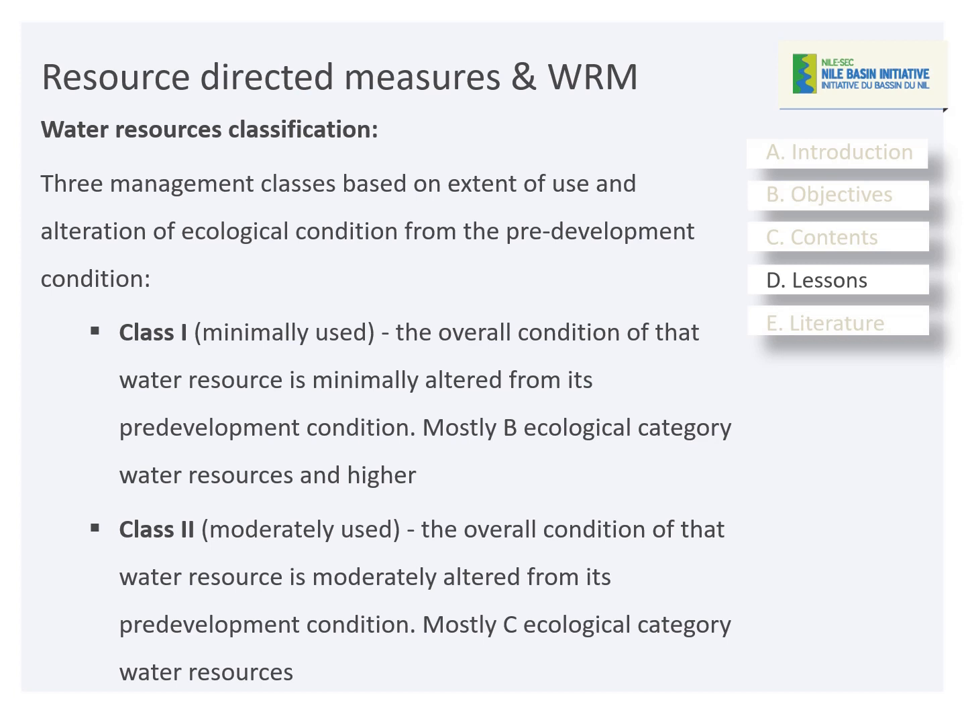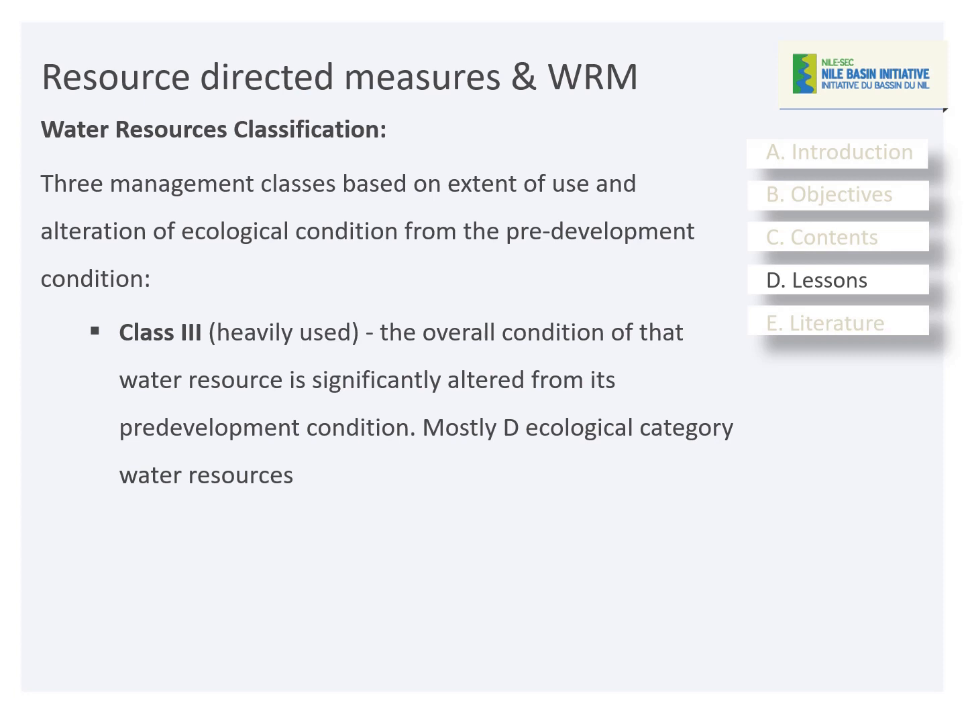And finally, class 3 refers to heavily utilized resource, where the overall condition of the water resource is significantly altered from its pre-development condition, where most of the water resources in that integrated unit of analysis, that spatial area with a consistent use or protection focus, would be in a D, or largely modified ecological category.